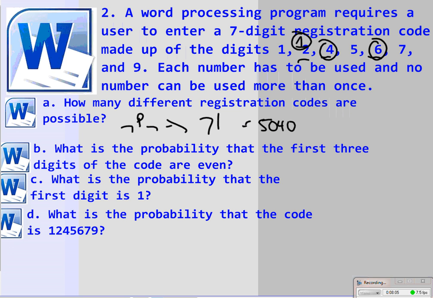So what's the probability that the code is 1, 2, 4, 5, 6, 7, 9? So what's the probability of that exact order? Well, there's only one of those out of 5,040 ways. So there's your probabilities.